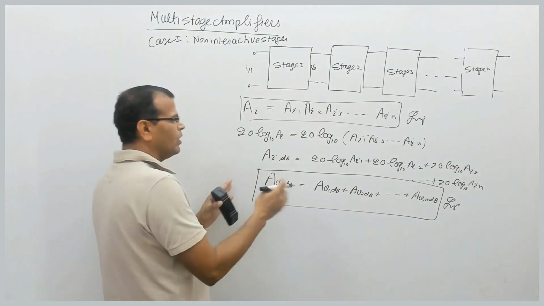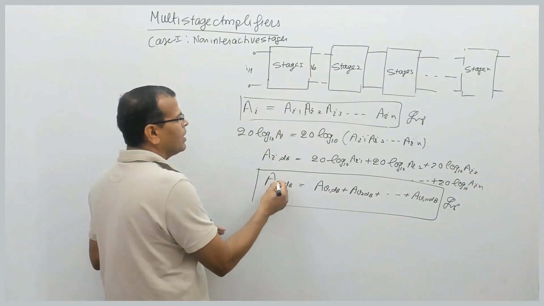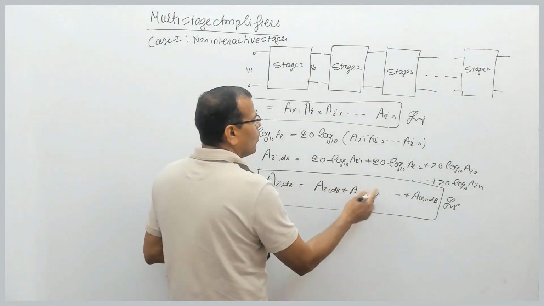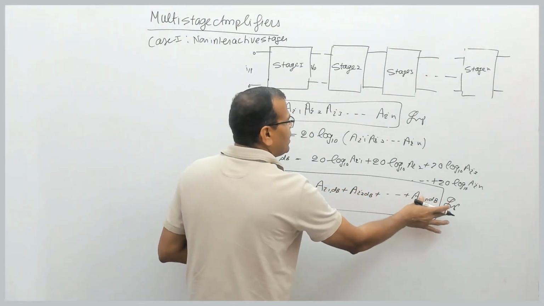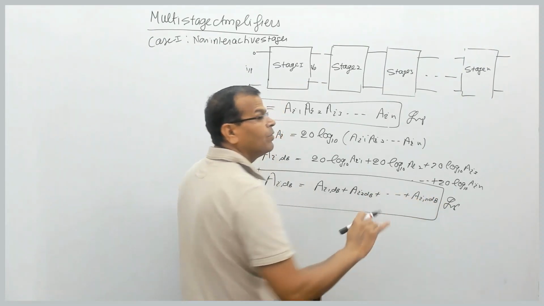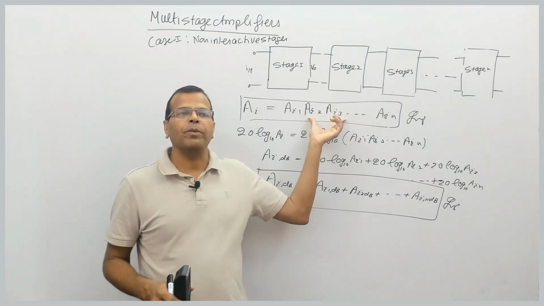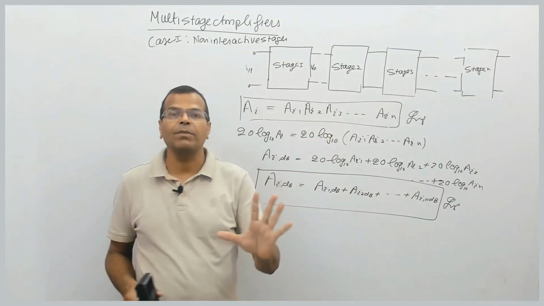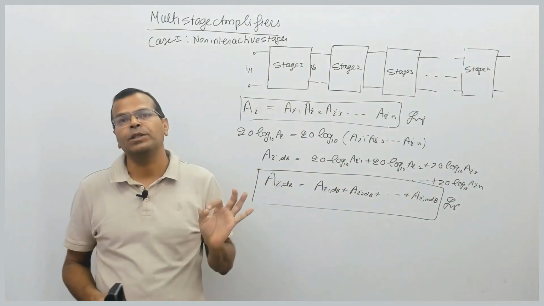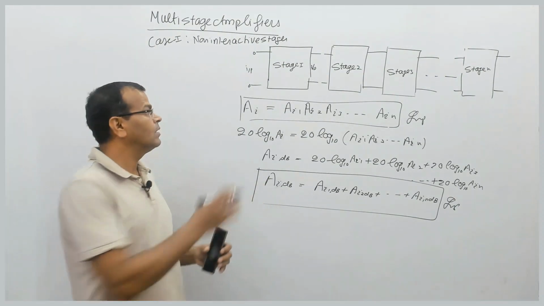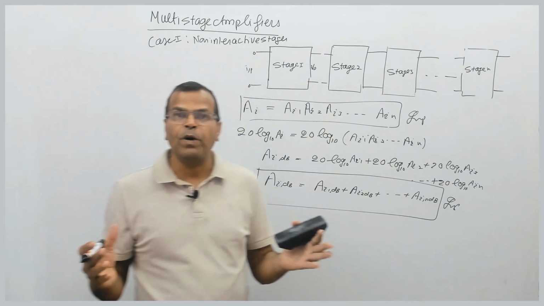In logarithmic form, or in decibels, the overall current gain is the algebraic sum of the current gain of individual stages in decibels. So here it is multiplication, here it is sum. Please remember this point. Fine. Now this is current gain. Let us talk about power gain.